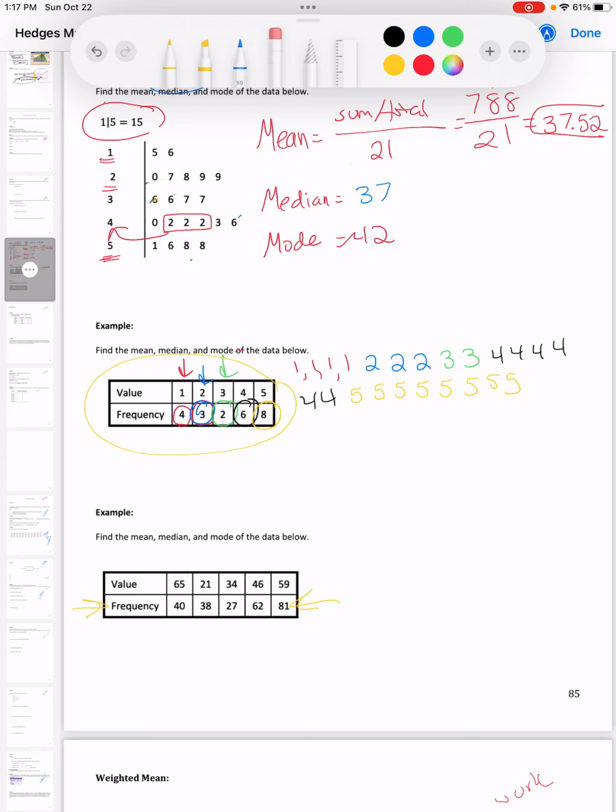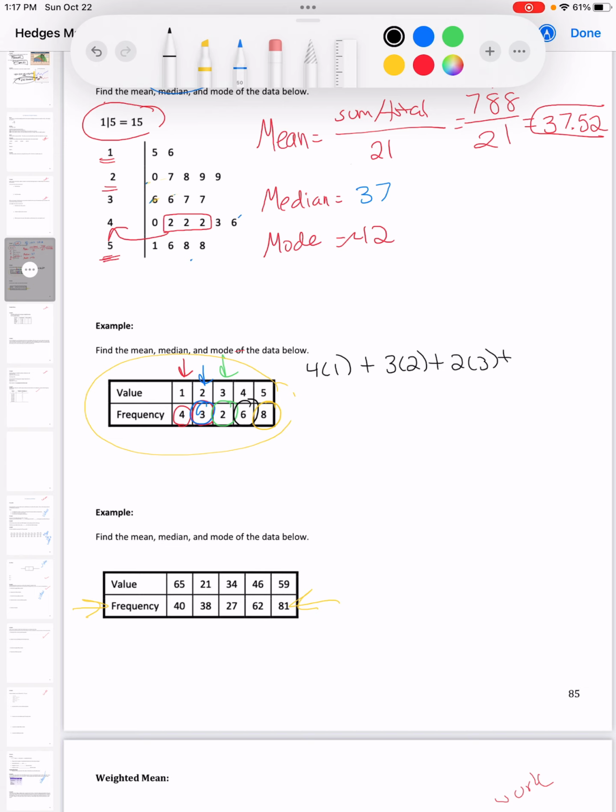So I am going to do what's called a weighted mean. And we're going to write it up on the next page. But there were 4 ones. So instead of saying 1 plus 1 plus 1 plus 1, anytime we add things a whole bunch of times, that is multiplication. So I'm going to say 4 times 1. And then I would have 3 times 2. And then 2 times 3.